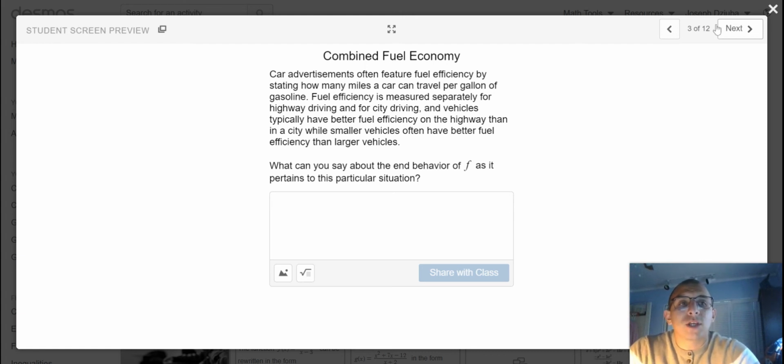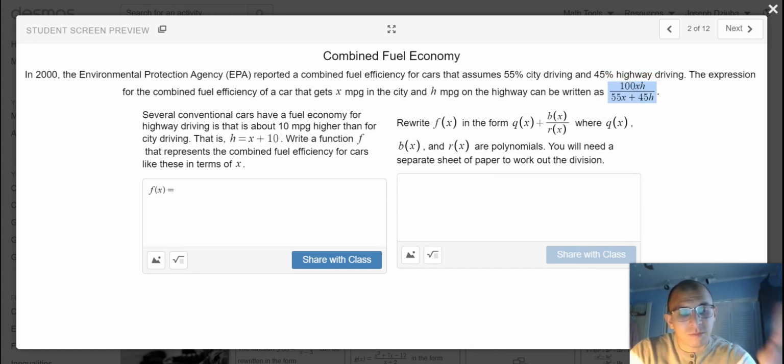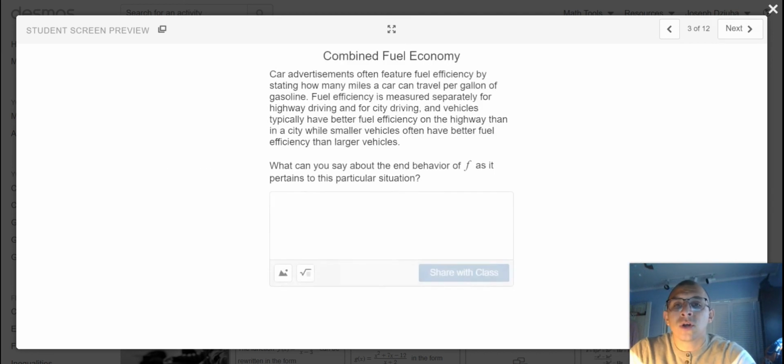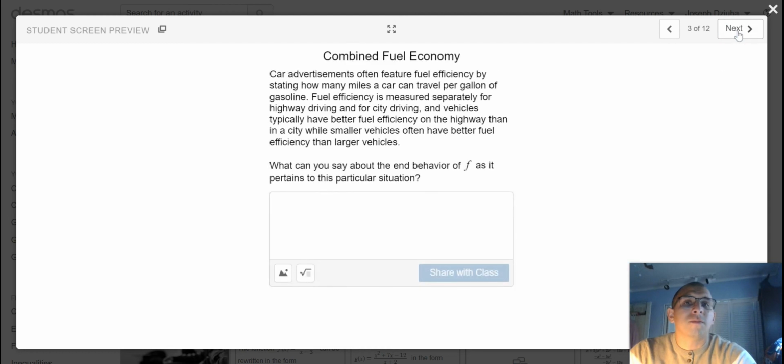So going back to question 2, when you rewrote this rational function as a quotient plus its remainder, what can we say about the end behavior of f as it pertains to this particular situation? So as you start to increase that value of x, what is ultimately happening in this context? And should we consider abnormally large values of x for this particular context, or is there a limit on the domain of the function regarding the fuel economy?